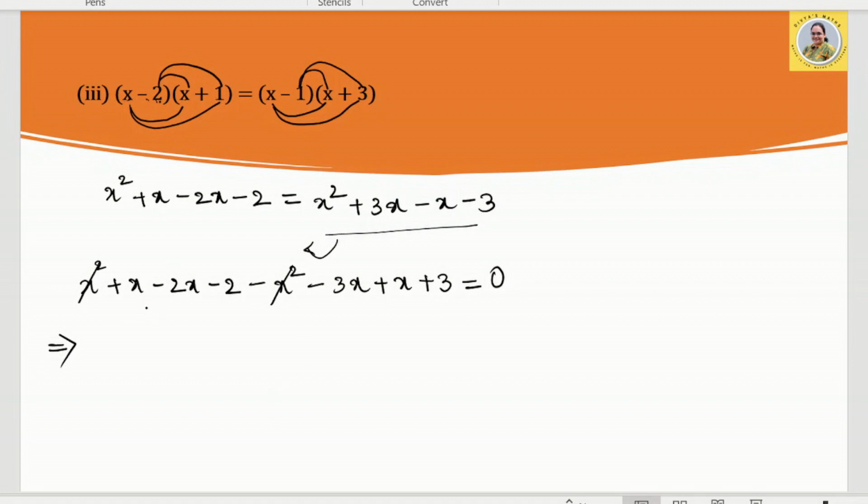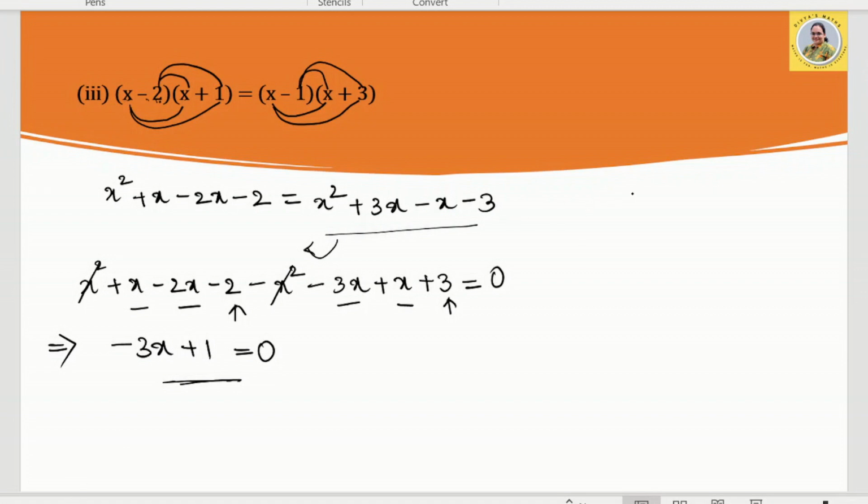So how many x terms do you have? This one, and this one. Now let us add all of them. Plus x minus 2x, if you add, you will get minus x. And then minus x and minus 3x, you will have minus 4x. Minus 4x plus x, you will get minus 3x. And the constant terms minus 2 and plus 3, you will get plus 1 is equals to 0. So this is the equation which we got.